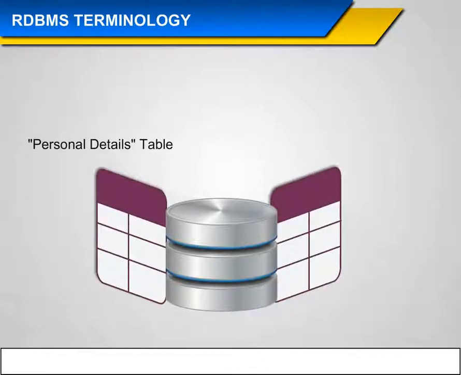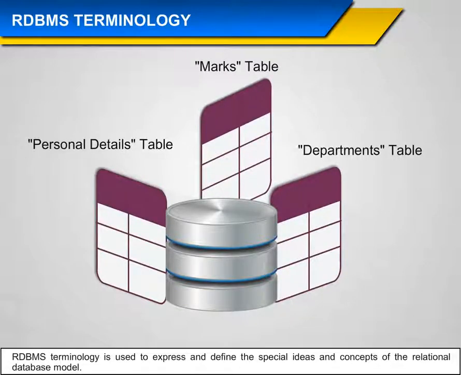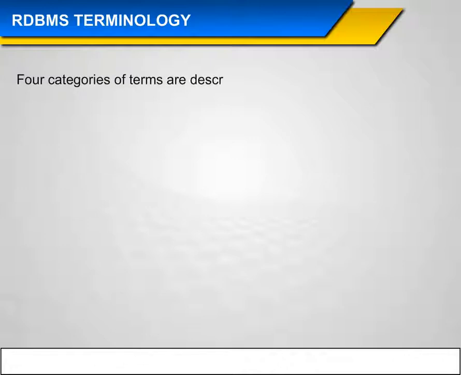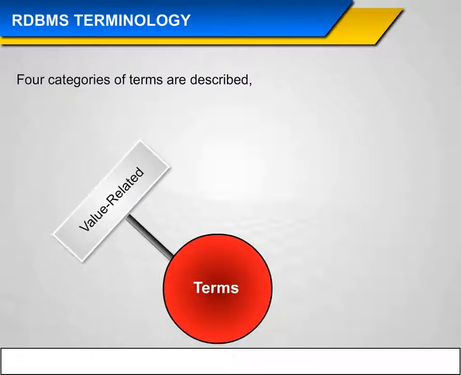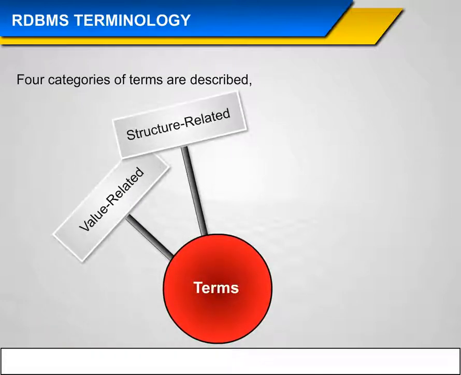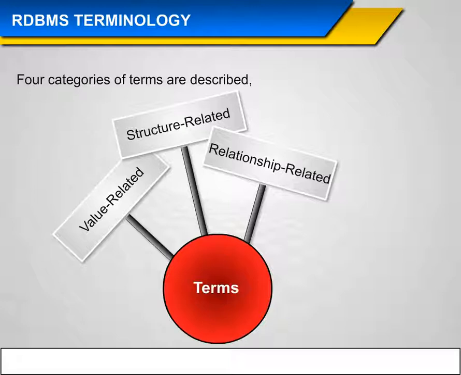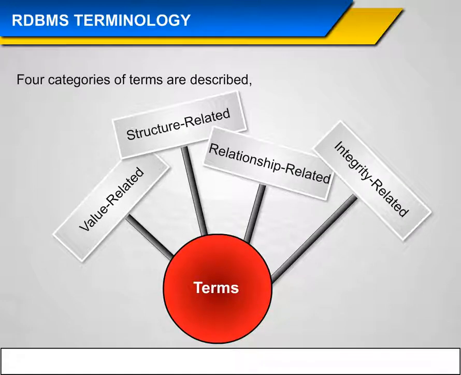RDBMS Terminology. RDBMS terminology is used to express and define the special ideas and concepts of the relational database model. 4 categories of terms are described: value related, structure related, relationship related, integrity related.